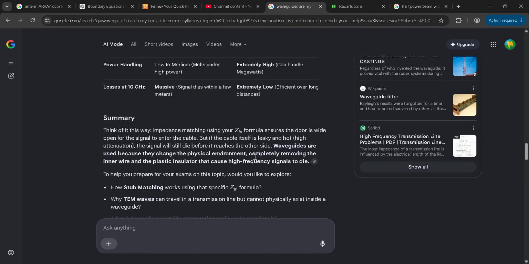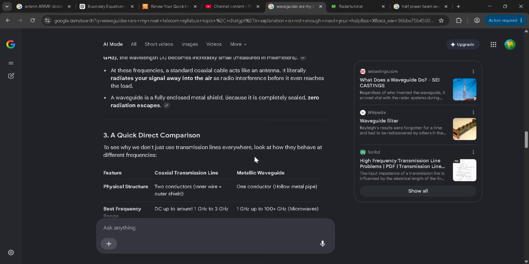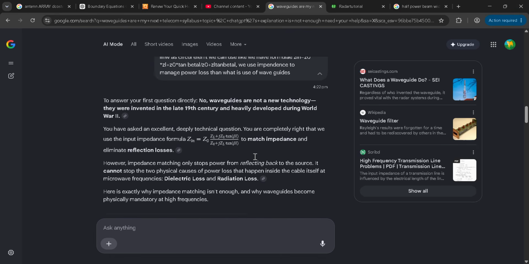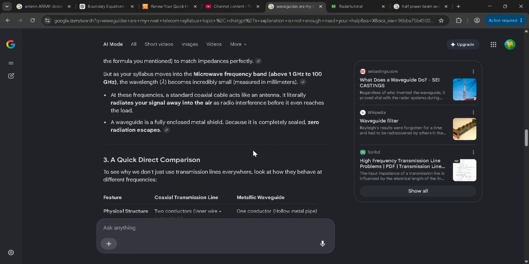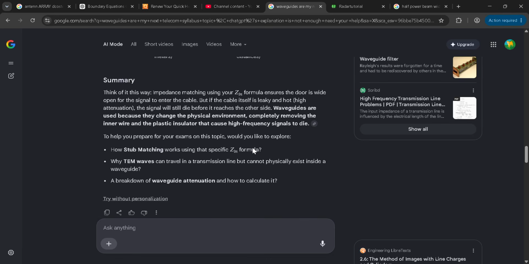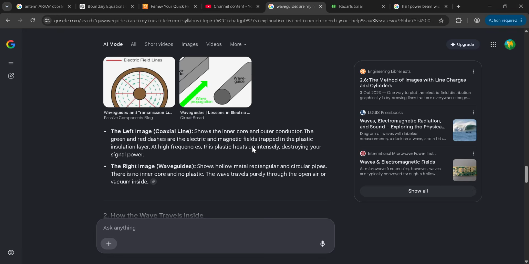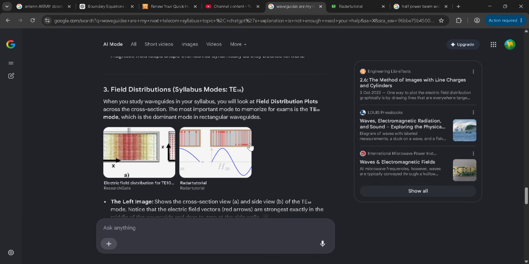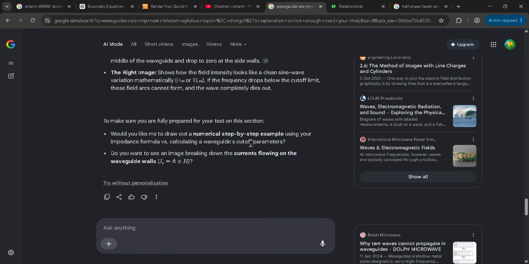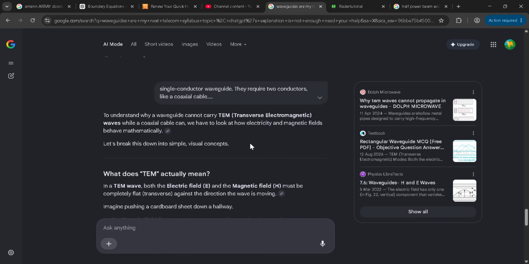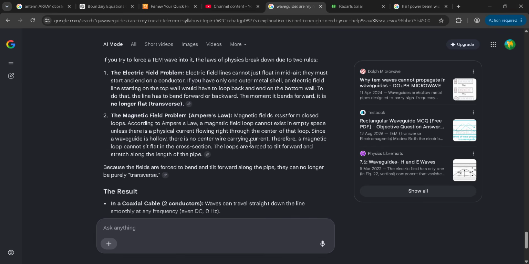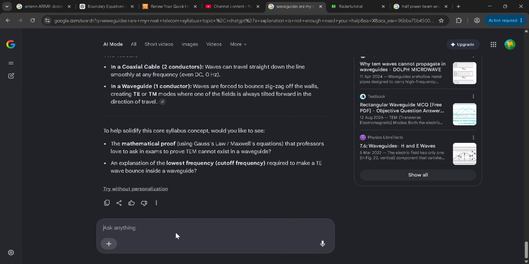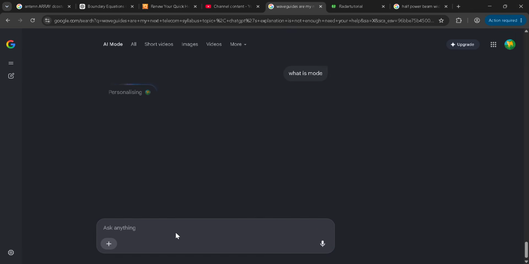Signals travel inside the waveguide in two primary configurations. Transverse electric modes: the electric field is entirely perpendicular to the direction of propagation. There is no electric field in the direction the wave is traveling. Transverse magnetic modes: the magnetic field is entirely perpendicular to the direction of propagation. Transverse electromagnetic, or TEM mode, where both fields are perpendicular to the direction of travel, cannot exist in a single conductor waveguide. They require two conductors, like a coaxial cable.